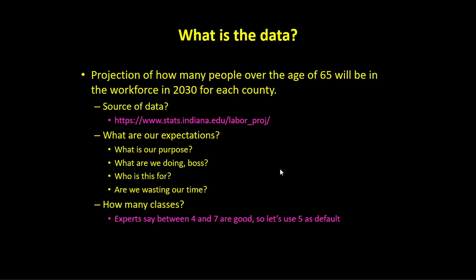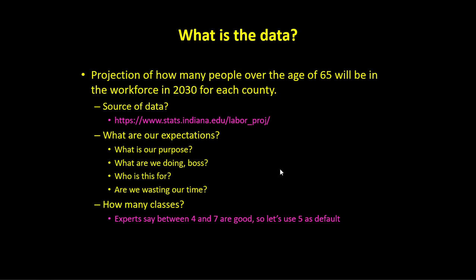So what are our expectations? We can theorize, okay, where are the younger counties of Indiana? Those are going to be our college towns. Places like Delaware County, where Muncie is, Monroe County, where Bloomington is, and Tippecanoe County, where West Lafayette and Purdue are, are probably places where you're not going to see as large a percentage of the population over the age of 65 working in the year 2030.